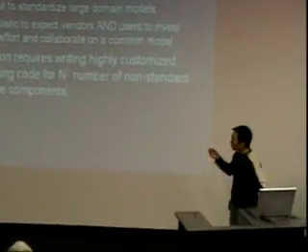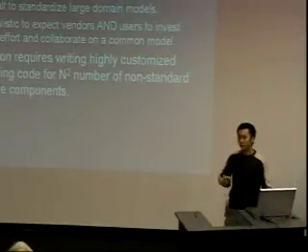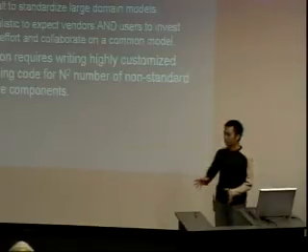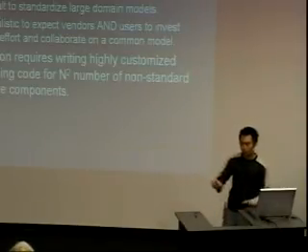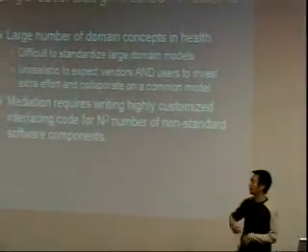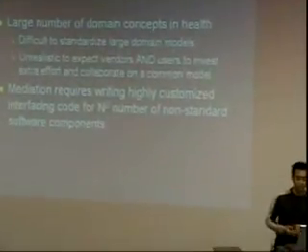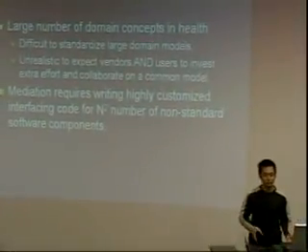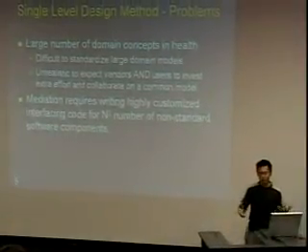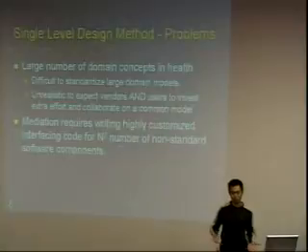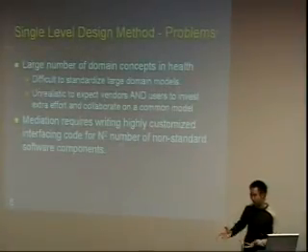Now, there are a couple of problems with that, especially in the health domain. There are a large number of domain concepts in health. Large models are difficult to standardize. It's easier to agree on small units versus something that's huge. And of course, it's really unrealistic to expect vendors and users to invest all their time and energy to standardize such a large model, like a model with 10,000 tables or something like that. Okay, so standardization is not an option.